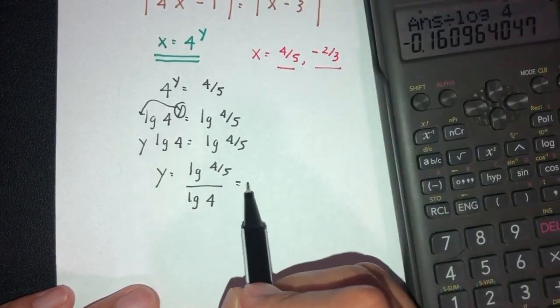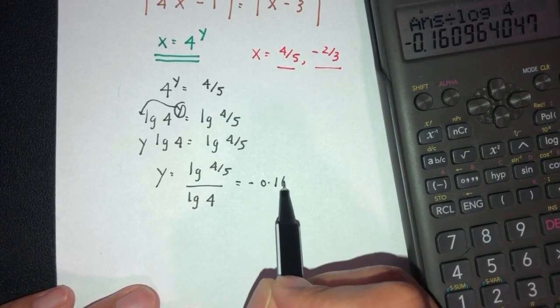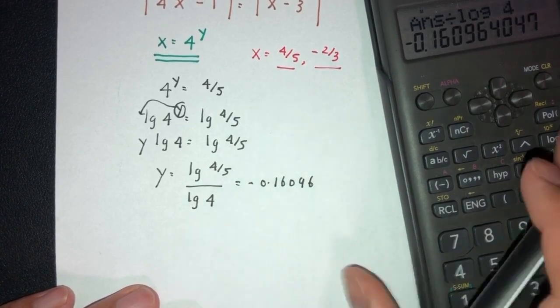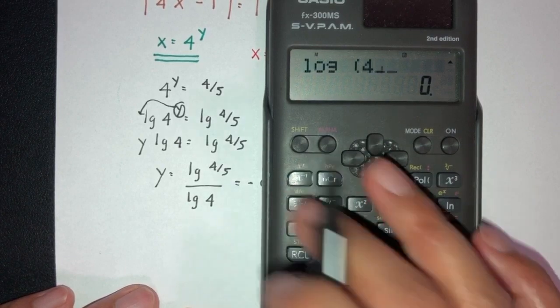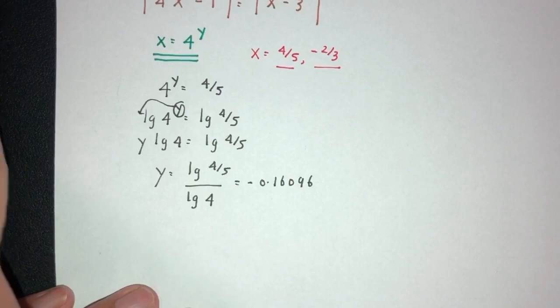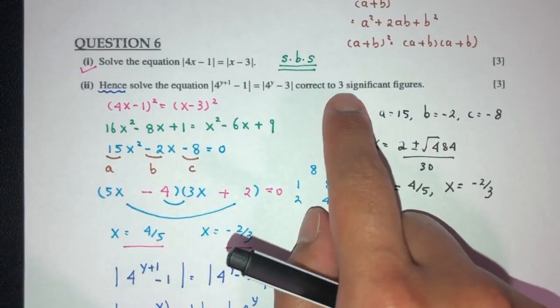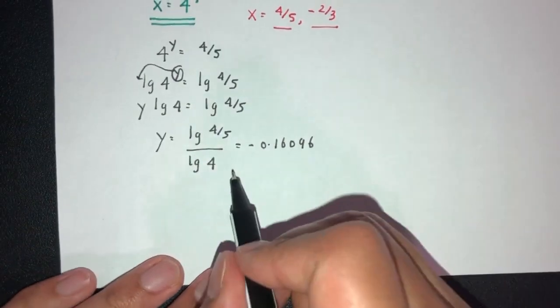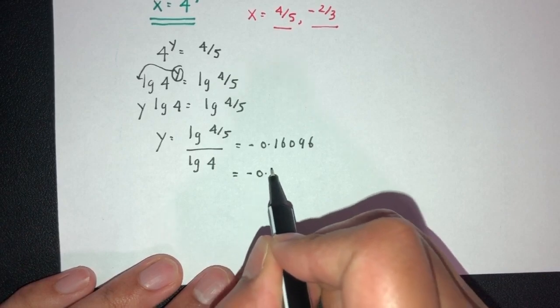That will be minus 0.16096. Let's double check, log of 4 over 5 divided by log of 4. Yep, indeed. Of course, provide your answer to 3 significant figures. So we have to write this down to 3SF, minus 0.161.